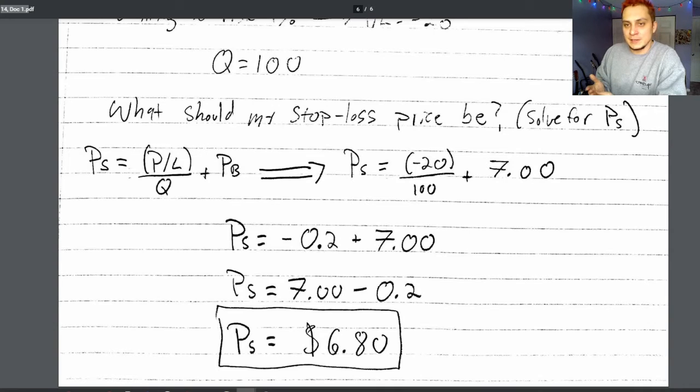And if you messed up the negatives on this one, you'd probably get 7.20. You'd probably add that 0.2 instead of subtract if you got the negatives wrong. So using the P sub S formula, you know you messed up if your sell price is higher than your buy price.